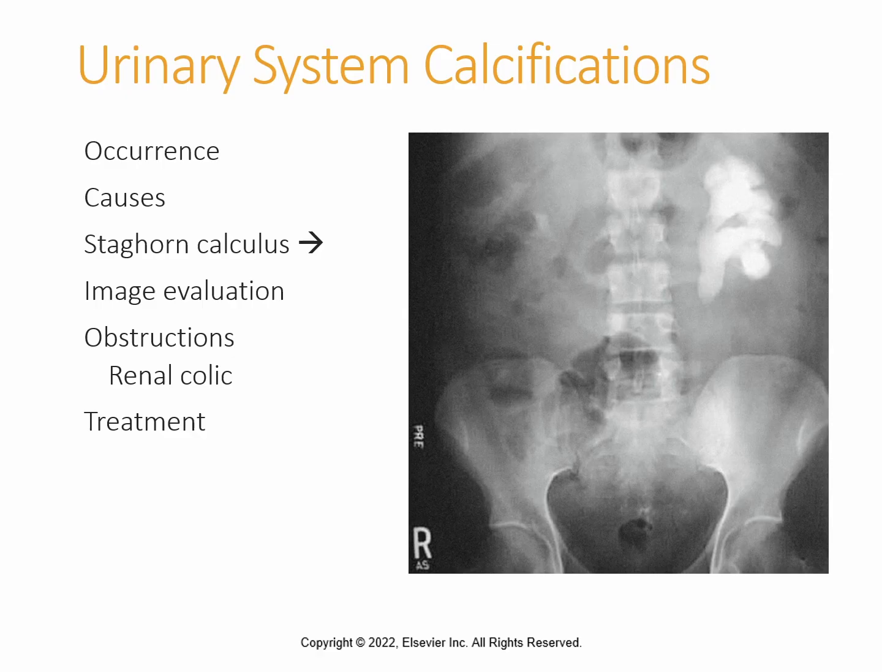A staghorn calculus is a large calculus that takes the shape of the pelvicalyceal junction. Since the majority of the calculi contain calcium, most are visible on radiographs, IVU, RP, ultrasound, and non-contrast CT, with CT being the first modality of choice. If the stone is not passed, a lithotripsy of the stone or surgical excision may be necessary.